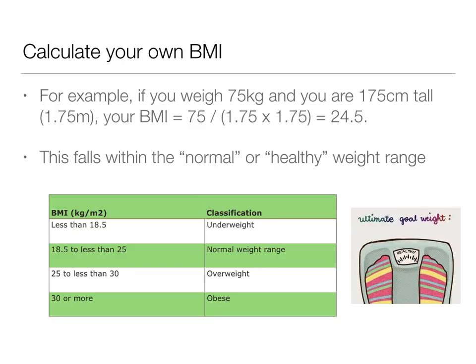That said, calculating your BMI is a very simple process as long as you know your weight in kilograms and your height in meters. For example, if you weigh 75 kilograms and are 175 centimeters tall, or 1.75 meters tall, your BMI is simply your weight, 75, divided by 1.75 times 1.75, which comes out at 24.5. According to the classifications previously seen and shown in the table below, this falls within the normal or healthy weight range, which is the ultimate goal for all Australians.